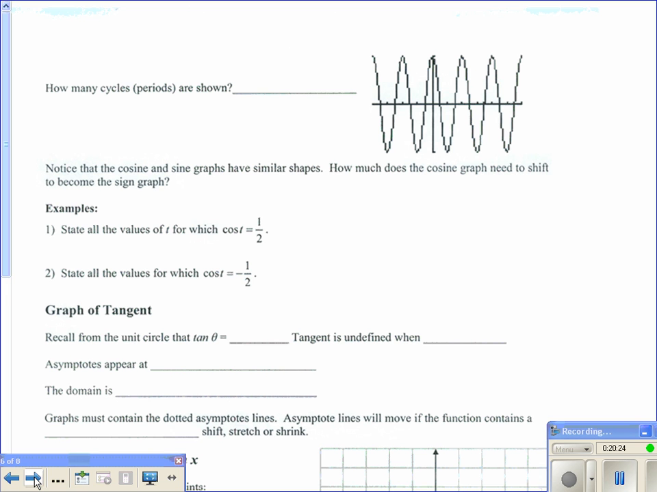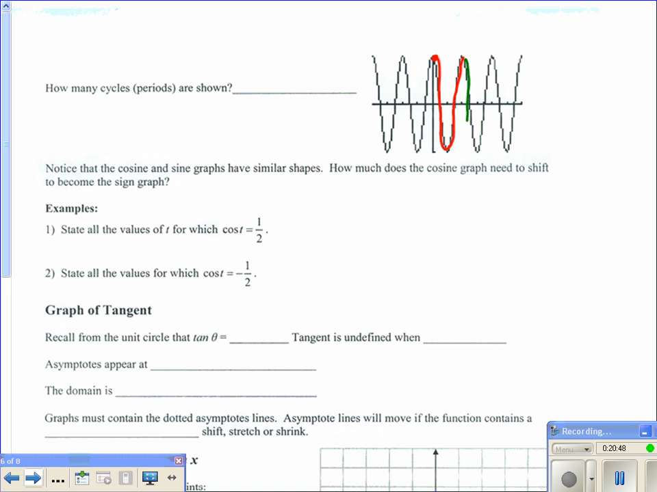It says how many cycles or periods are shown in this graph. So if you want to tell how many cycles or periods are shown, you have to figure out when it's going to start repeating. So this looks like a sine or a cosine graph. I would say it's a cosine graph because it starts here, not at 0, 0. So from here to here is when it looks like it's going to start repeating. So that would be 1.